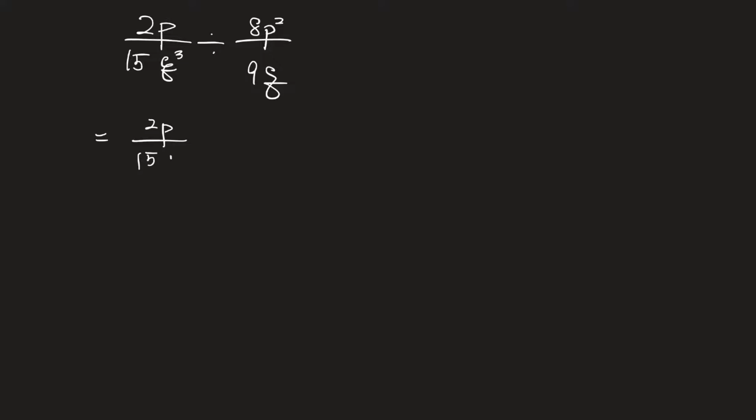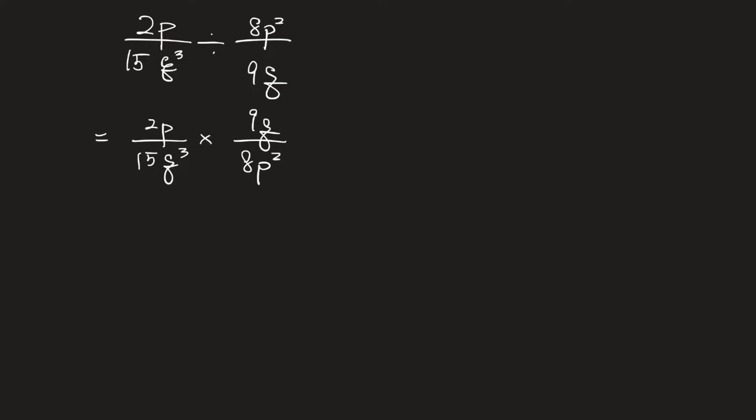So after multiplication, we go through some division. Okay, division. So we have 2p over 15q cubed divided by 8p squared over 9q. So this one, reverse the order first. Okay, in the beginning, reverse the order, so you have 9q over 8p squared.